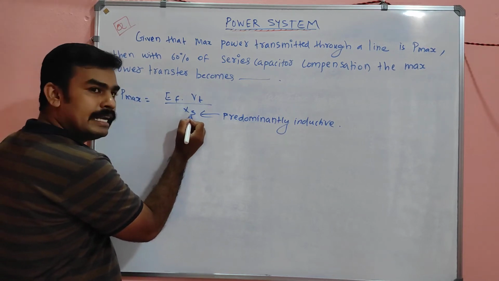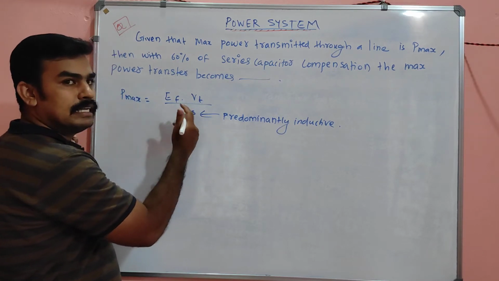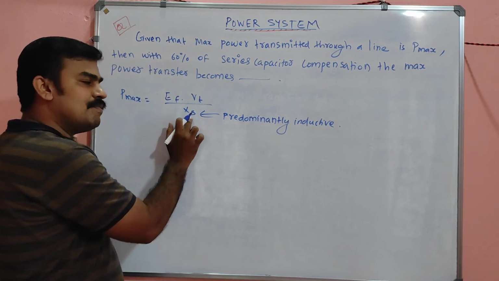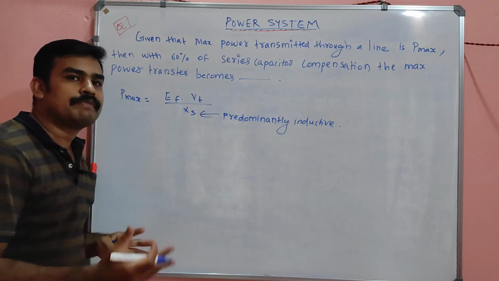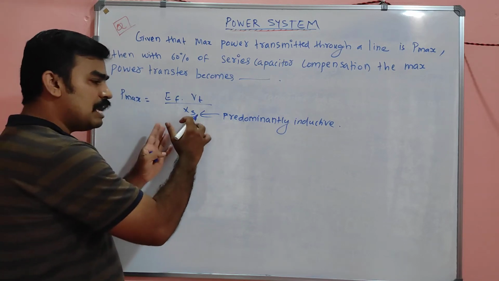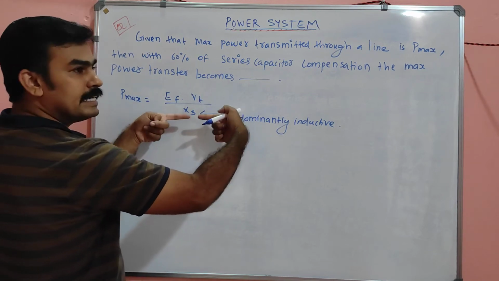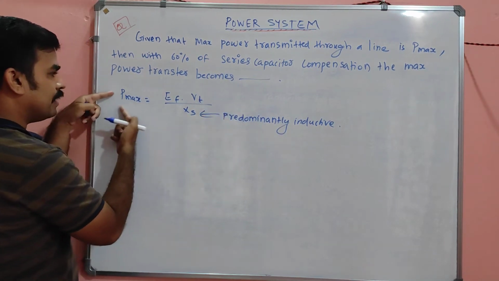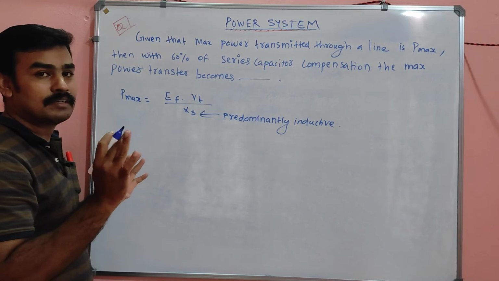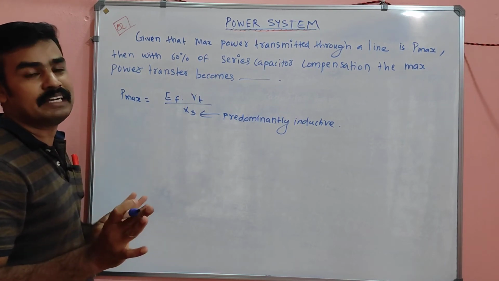Suppose you add excess. Normally Xs now. If you add an equal value of capacitance having reactance of the same Xs in opposition to this one, then Xs minus Xs will be what? 0. So the power Pmax will be infinity. That's an ideal case. We can't create that.